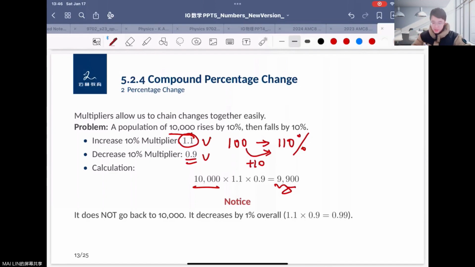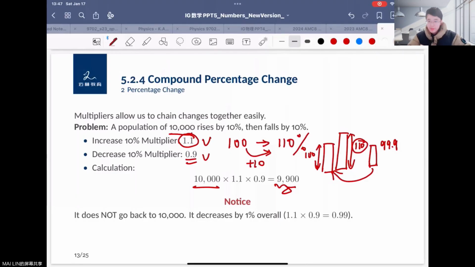So here, say we have a bar, and we increase by 10%. Maybe the bar is 100 meters long, and here is 110, right? And then you decrease it by 10% of 110. So the final answer here is 99, so it's shorter than 100. So this is the way.